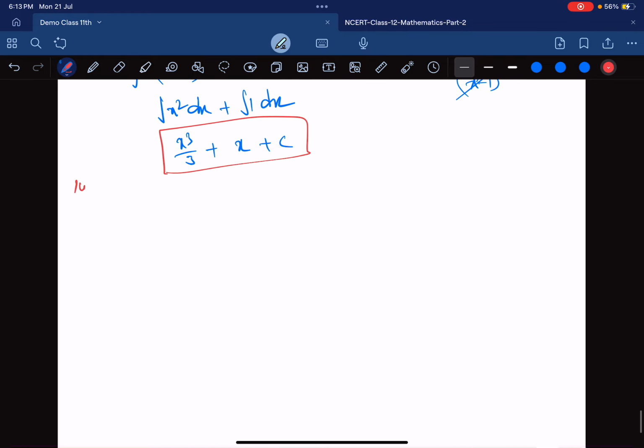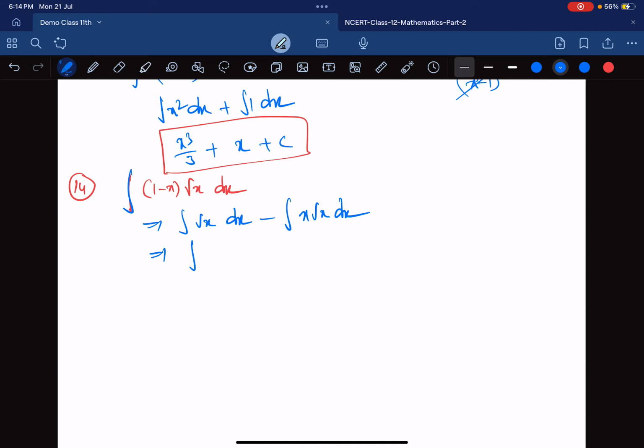Now 14th problem. This is a very important and repeated objective question for the board. Integration of (1 minus x) into square root of x dx. First multiply this out: integration of root x dx minus integration of x root x dx.